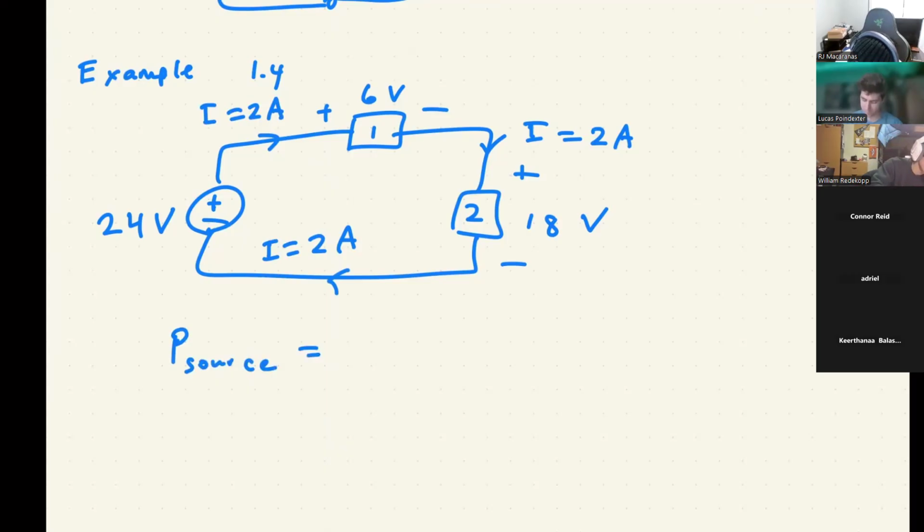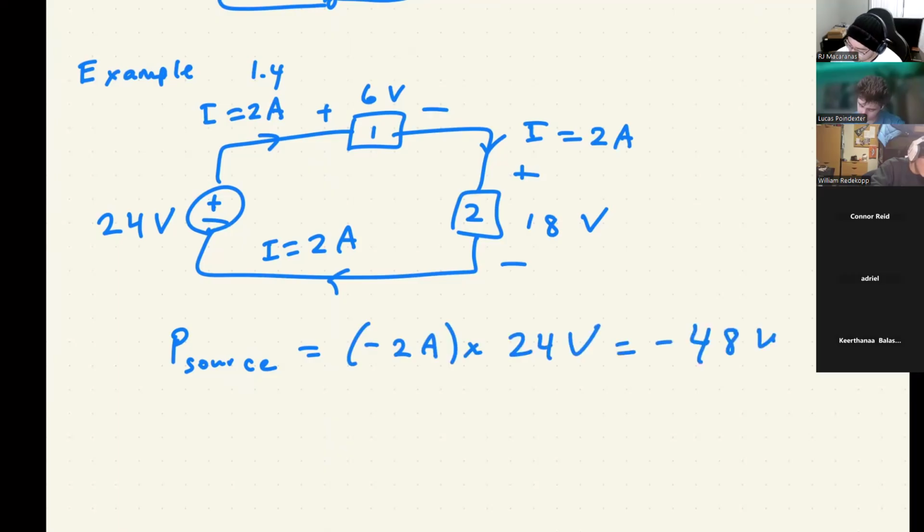And we can see that it is entering the lower potential, right? So I've got a minus 2 amps times 24 volts. And so that's minus 48 watts. So this source is supplying power as we would hope.